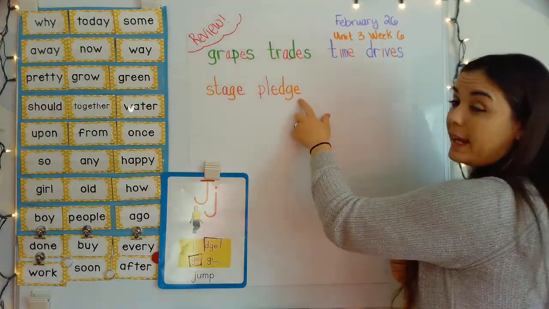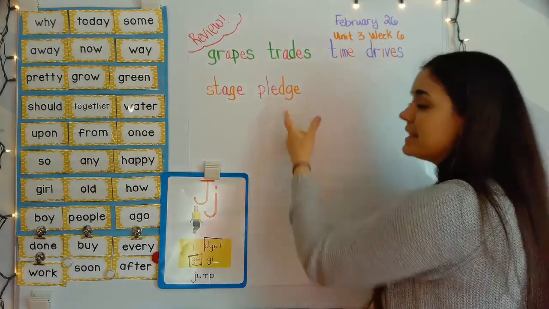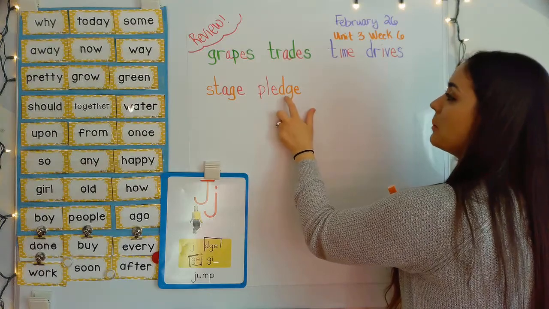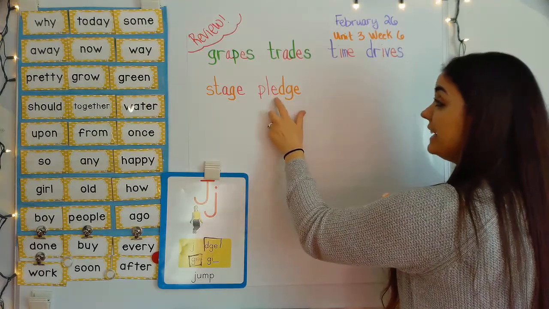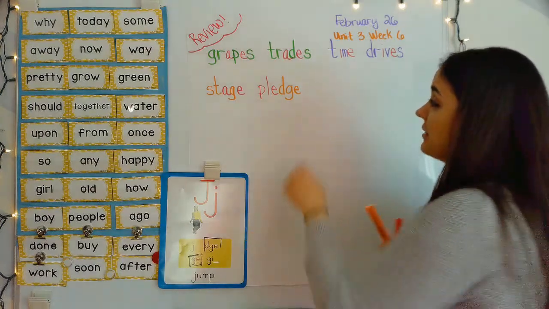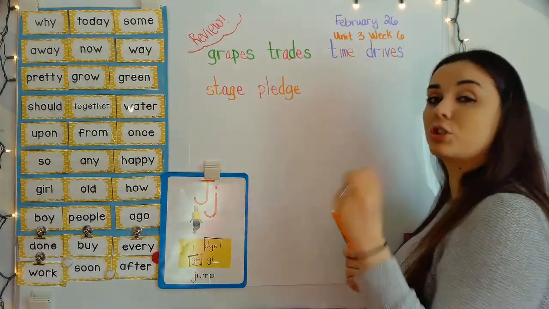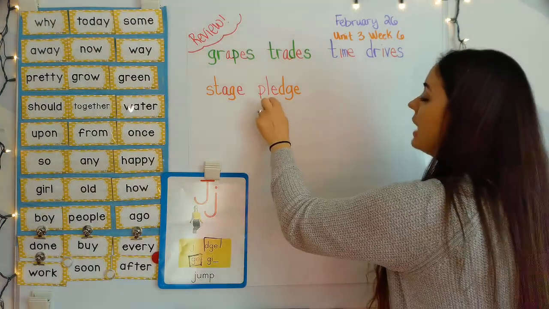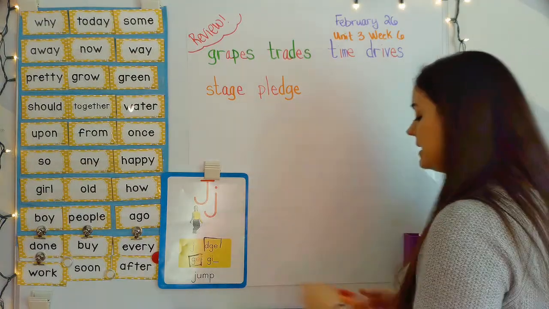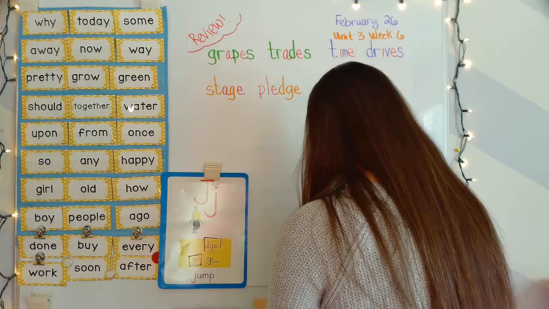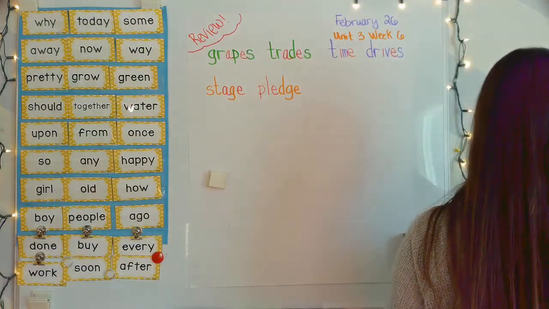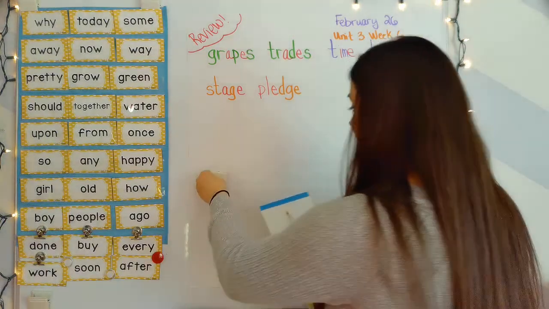But oh wait, there's an E at the end of the word. Isn't the E going to be long then? Nope, because it's not E blank E. It is E blank blank E, which doesn't mean it's going to say the long sound. It's just going to say the short sound. Pull ja. Pledge.